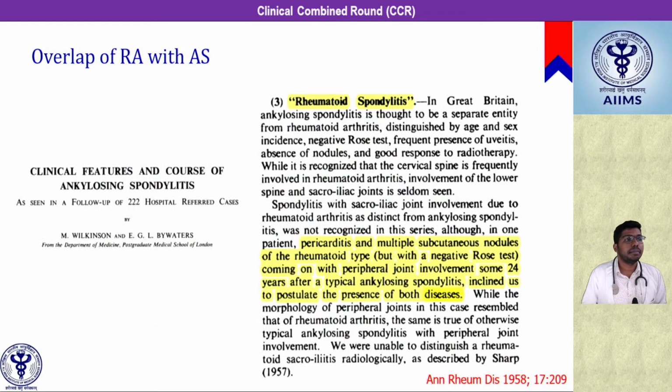While discussing the overlap of RA and AS, the incidence of RA with AS is very rare. It is around 1 in 50,000 to 1 in 2 lakhs. The first case of RA with AS was described by Wilkinson when he tried to summarize 222 hospital referred cases of ankylosing spondylitis. One of the patients had typical symmetrical small joint involvement, typical of rheumatoid arthritis, which occurred 25 years after the onset of ankylosing spondylitis. So he mentioned this case separately as the first case of AS with RA overlap.